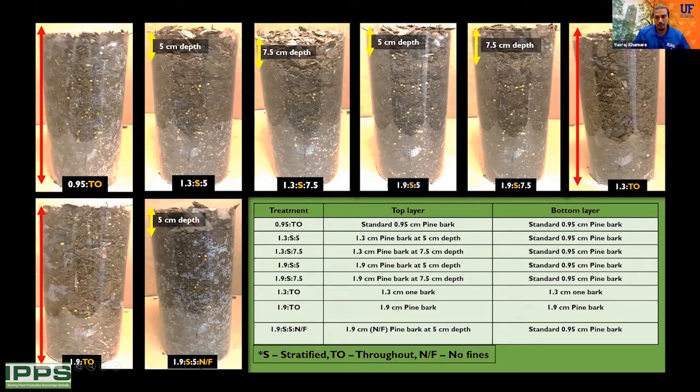And the remaining consisted of stratified treatments that were either 1.3 centimeter or 1.9 centimeter particle size pine bark. The top layer was 1.3 or 1.9 centimeter pine bark, and the bottom layer consisted of the industry standard 0.95 centimeter pine bark. The top substrate of 1.3 and 1.9 was applied at a depth of either 5 or 7.5 centimeter. So this way the top layer had bigger particle size and had no fertilizer. Only in the stratified substrate, only the bottom layer had fertilizer. The top layer had no fertilizer, no peat, no sand.